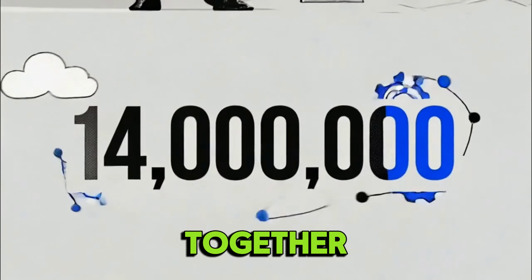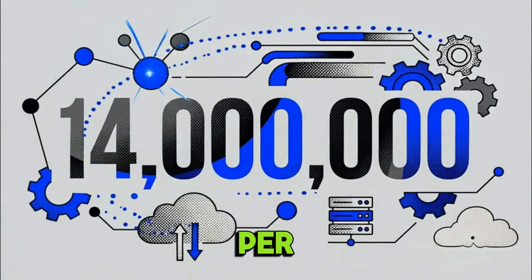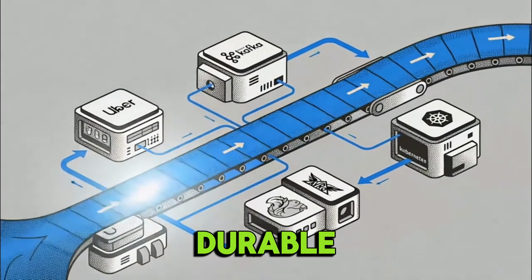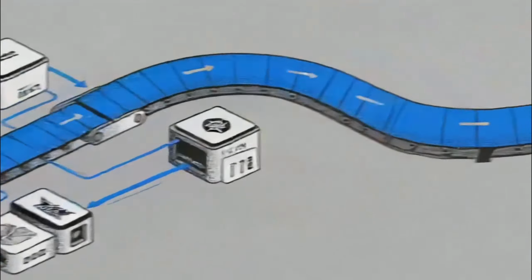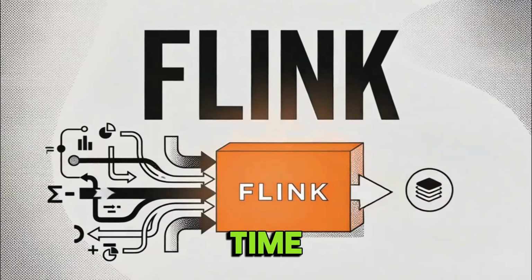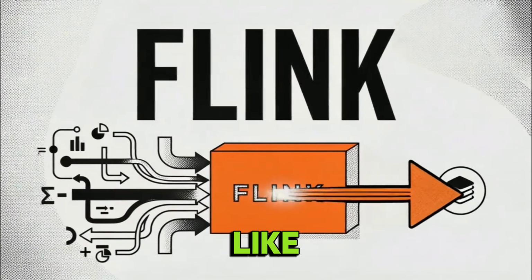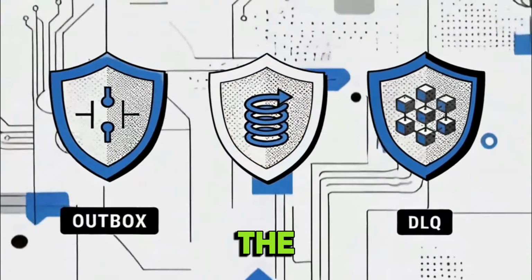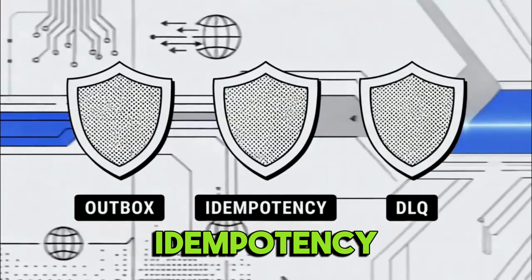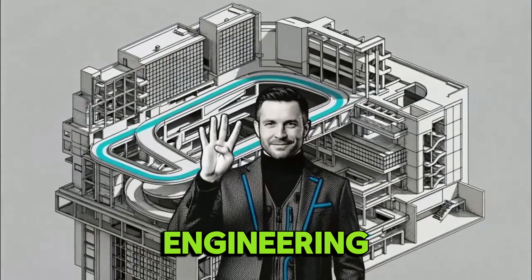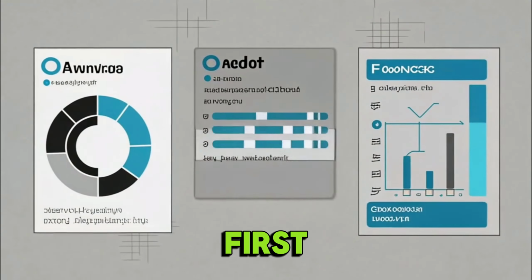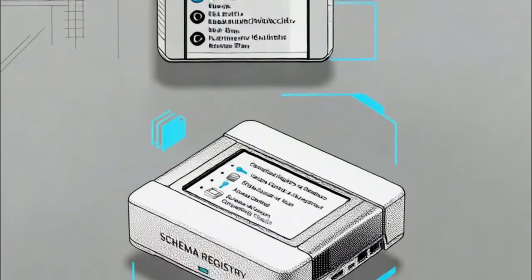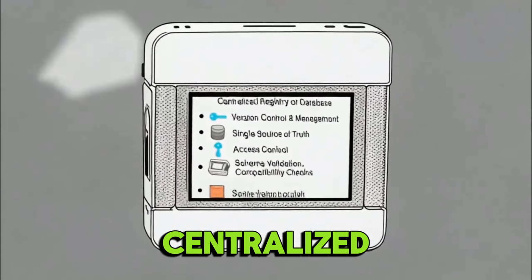Let me bring it all together. Uber processes 14 million trips per day by building their entire platform around event-driven architecture. Apache Kafka is the durable streaming backbone connecting every microservice. Apache Flink handles stateful real-time stream processing for complex aggregations like surge pricing. Reliability comes from 3 battle-tested resilience patterns, including the outbox pattern, consumer idempotency, and dead letter queues. The 4 engineering principles you can apply right now are event-first design, per service independent scalability, observability focused on event flow, and managed schema evolution through a centralized registry.